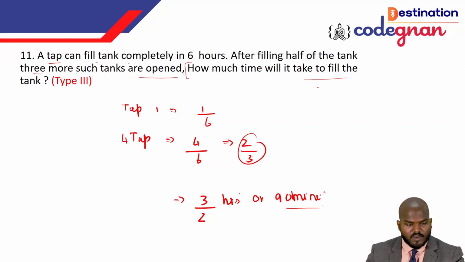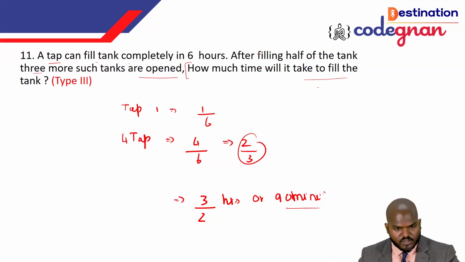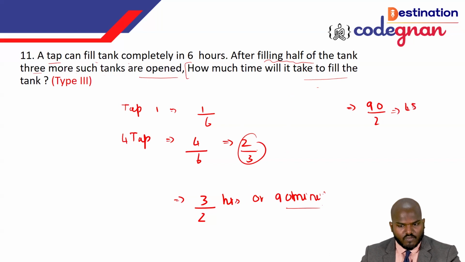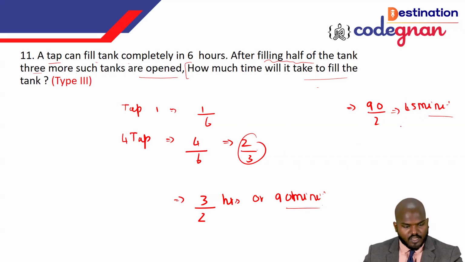Why are we taking the 3 by 2 hours or the 90 minutes? The time taken in filling the half tank, we can call that. You see this one, filling the half tank means we can call it 90 by 2 only. If you take it out, that will give you 45 minutes. Now the 4 taps are working, so that happens here. The time taken by the first tap to fill the first half tank is 3 hours.